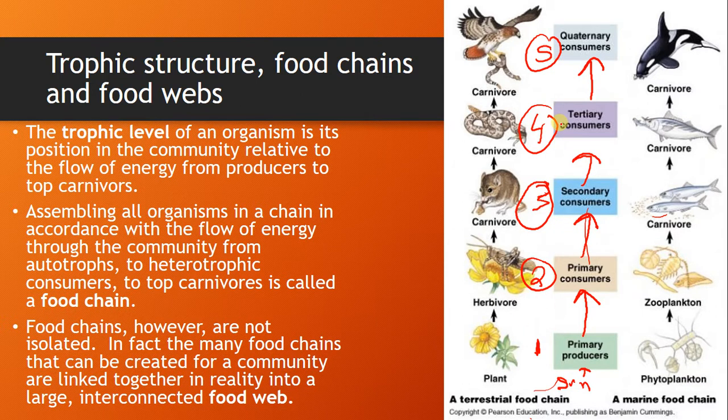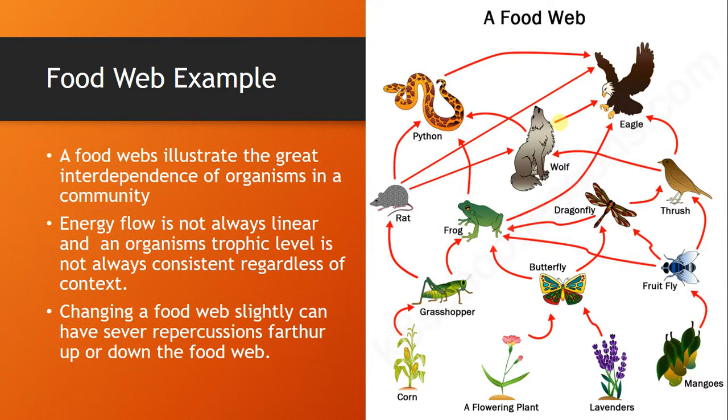However, food chains are not isolated. In fact, many food chains that can be created for a community are linked together in reality into a large interconnected food web. Food webs like this illustrate the more accurate flow of energy in an ecosystem by combining a whole bunch of food chains together. So energy flow isn't always linear, and an organism's trophic level isn't always consistent regardless of the context.